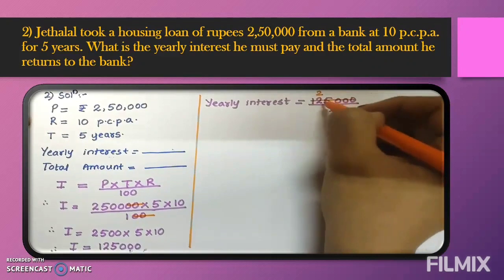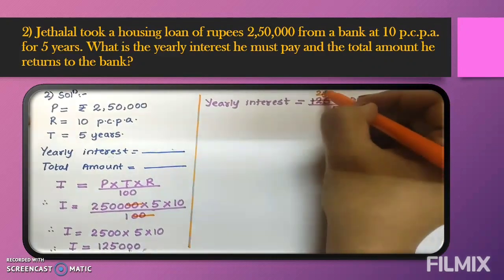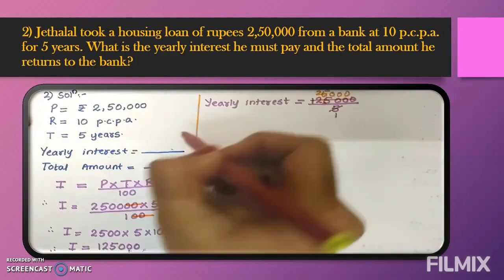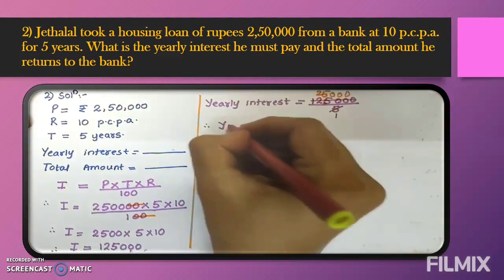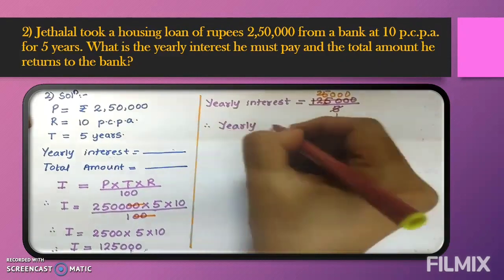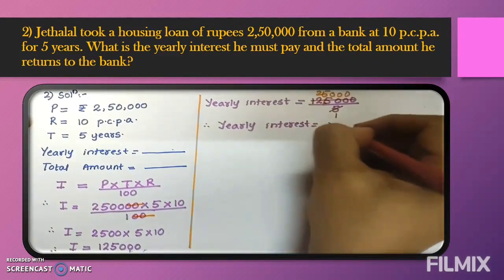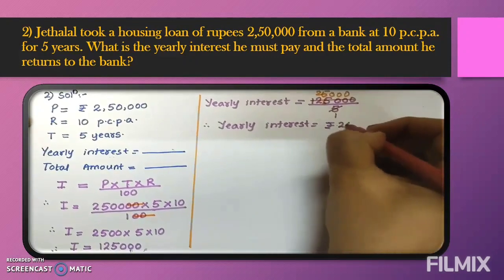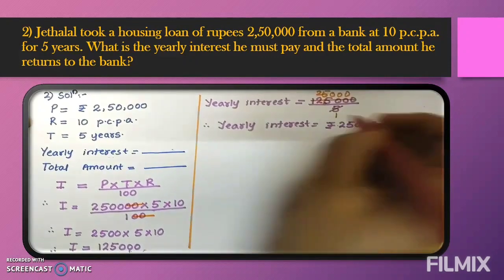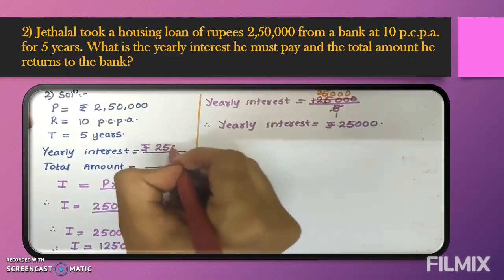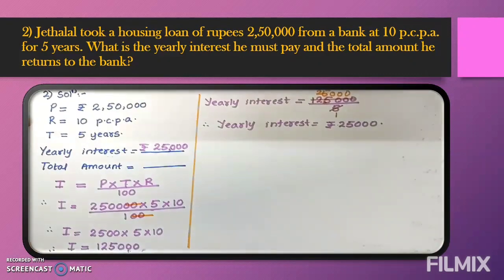5 1s are 5. 5 2s are 10. 11 12. 2 will go there. 5 5s are 25. And how many zeros? 3 zeros. So what we got is the value of yearly interest. So we will write therefore yearly interest is equals to rupees how much? 25,000. So we got our one answer, that is our yearly interest is equals to rupees 25,000.